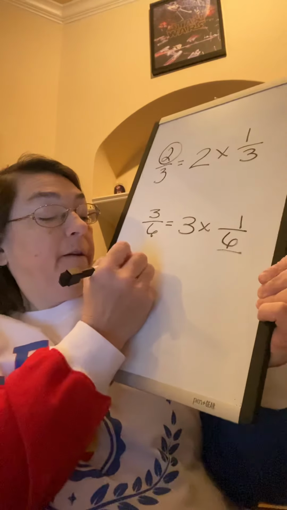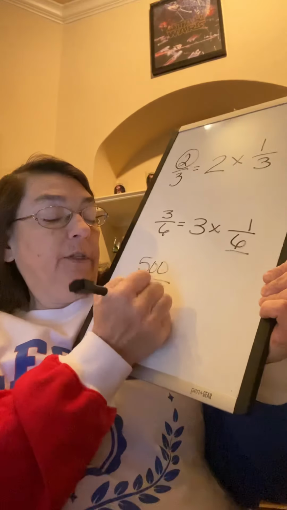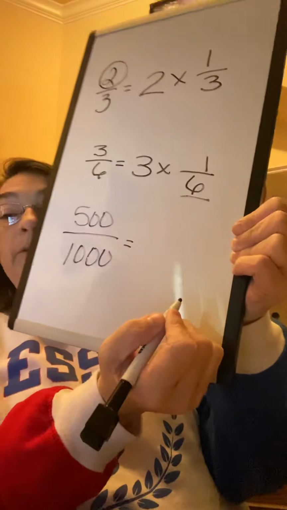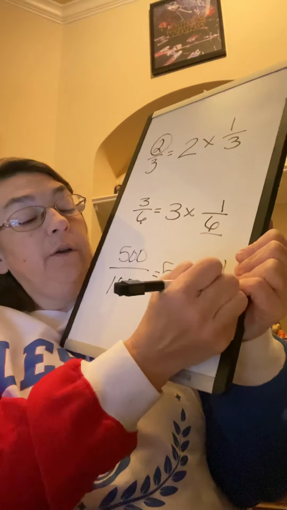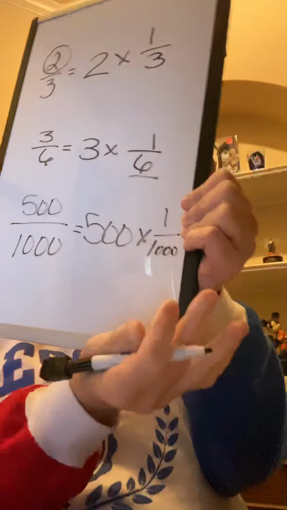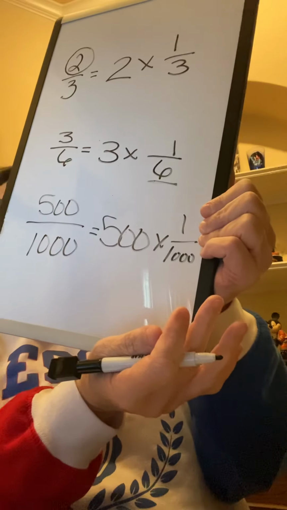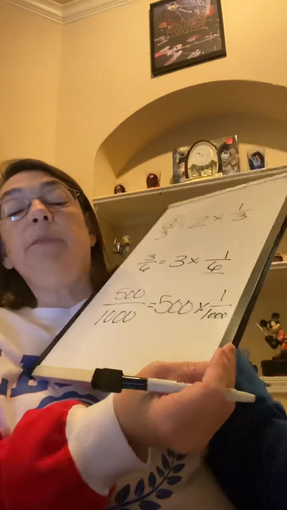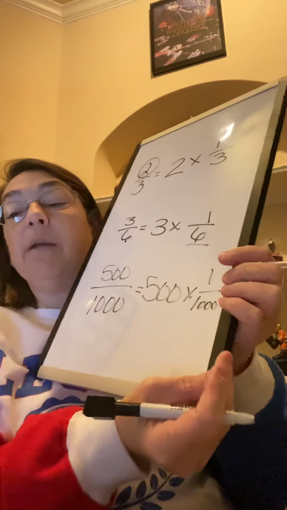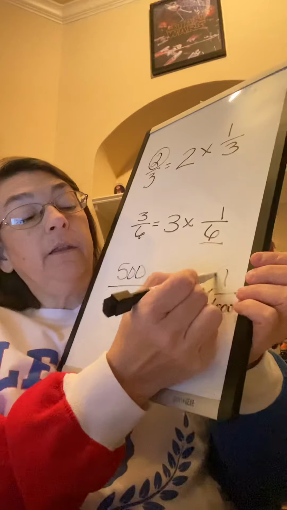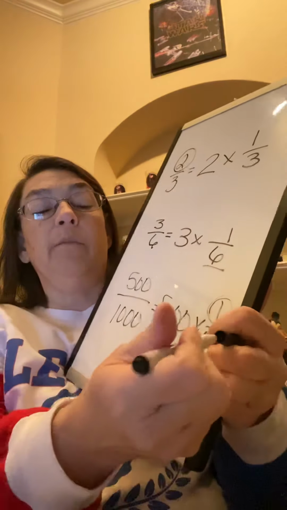So if I had 500 over 1,000, that would be equal to 500 times 1 over 1,000. Okay, that's just simply to show you where we're going today. So today we're going to start multiplying by whole numbers, and then the number on the numerator of our fraction is going to change. It's not going to be 1 anymore.